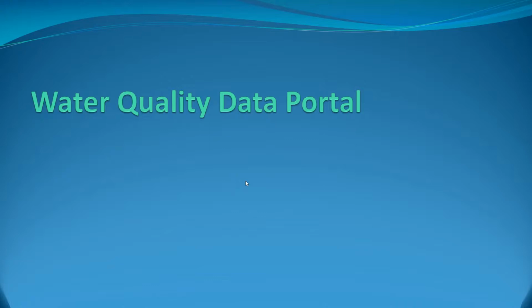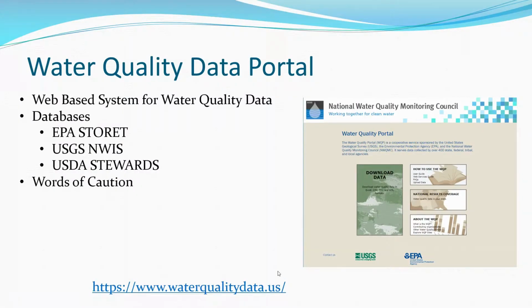The website is the Water Quality Data Portal. It is a web-based system for water quality data. The databases that you can access here are EPA STORET, USGS NWIS, and the USDA STEWARDS database. So you'll see in the demonstration that you can download data from anywhere in the United States where that data exists.